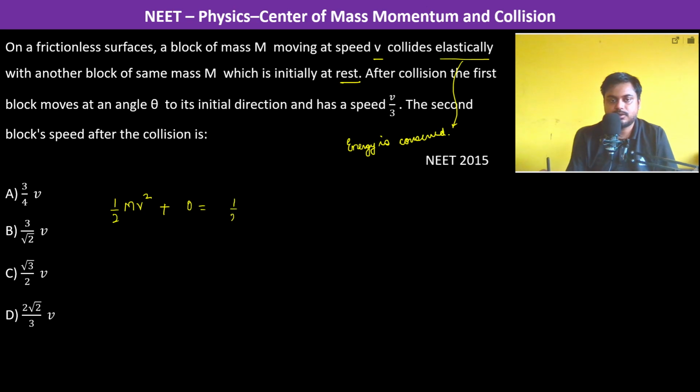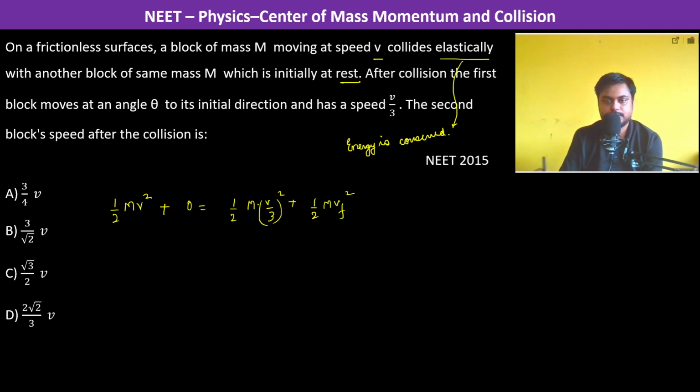is equal to half. Now, after collision, the first block moves at an angle theta to its initial direction and a speed v by 3. So therefore half into v by 3 whole square plus half m into v final whole square. This is for the second mass.